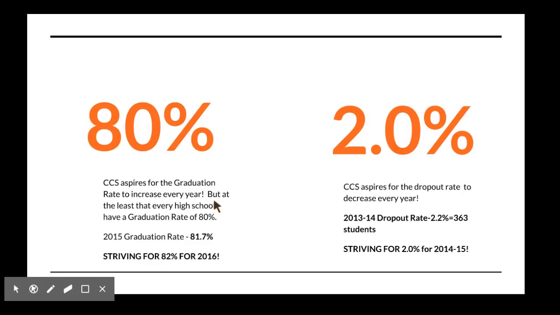Cumberland County Schools aspires for the dropout rate to decrease every year. The 2013-14 school year's dropout rate was 2.2%, which equaled 363 students. We are striving diligently for the 2014-15 rate to be 2.0%. It is important to remember that for the dropout rate, we always report the previous school year.